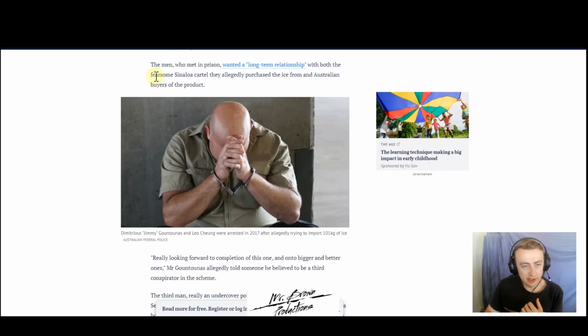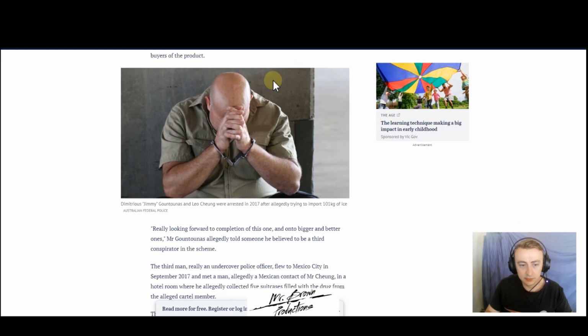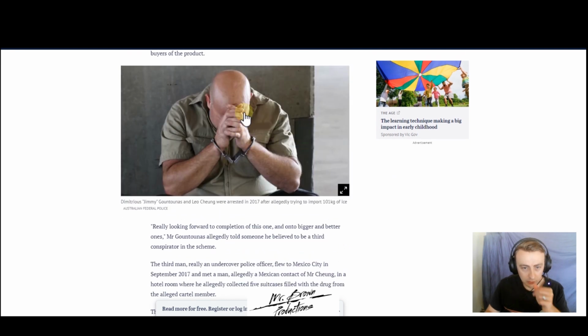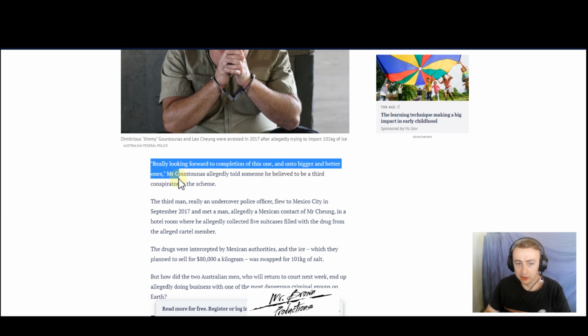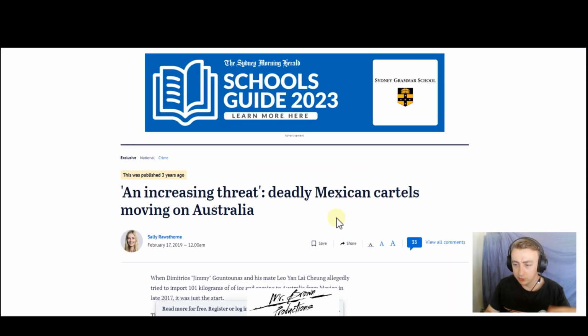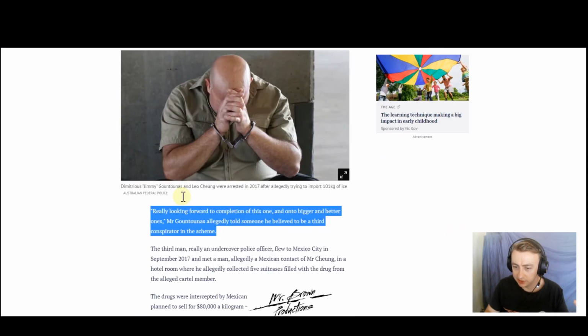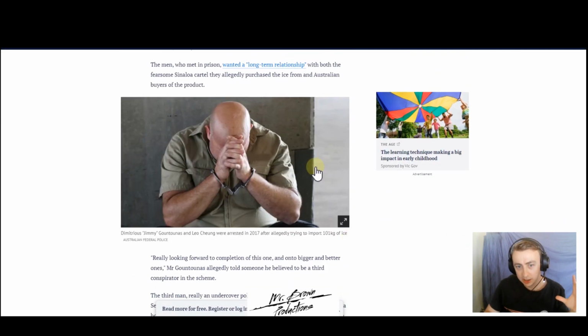Again, there are some words here that I can see. Fearsome, again driving on that concept of fear. We'll come to this image in a second. Again, the quote here: "Really looking forward to completion of this one and on to bigger and better ones," Mr. Guantanus allegedly told someone. So again, it's really reflecting that key theme of an increasing threat that we can see in the language.